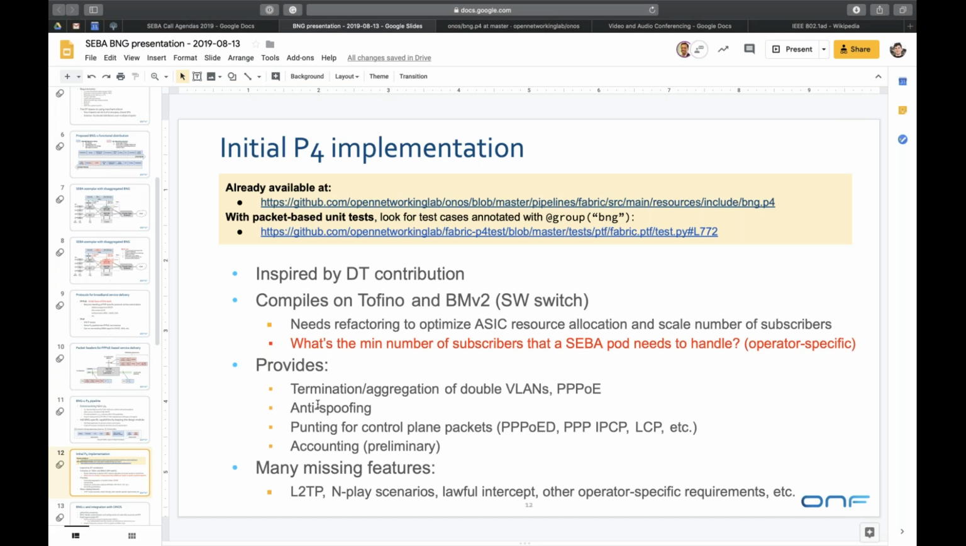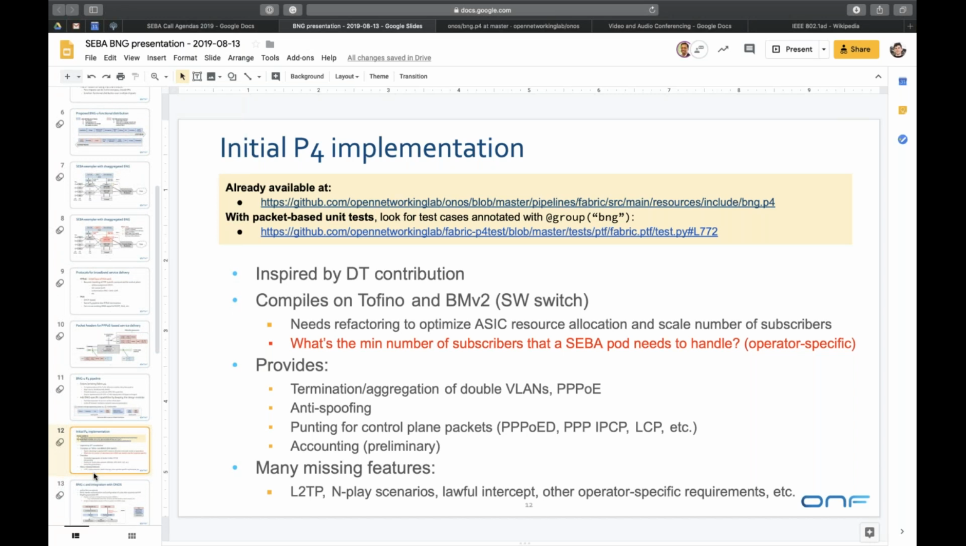There are many missing features. For those of you who have already provided feedback on the design document, we are aware there are some important missing features like support for layer 2 tunnels, so L2TP, as well as N:1 scenarios where we use the 2 VLAN tags to identify the service, as well as lawful intercept and other operator-specific requirements. So these are all things that clearly we want to have implemented, but they're not yet in the initial P4 implementation. But this doesn't preclude the fact that we will be able to add this in the future.